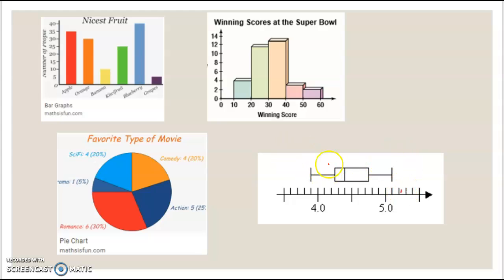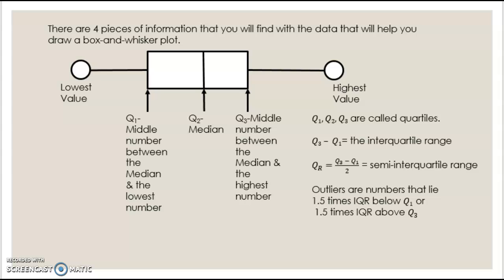Right here is the box and whisker plot. Here is your lowest point, your highest point, and that's your median, your middle point. That's just which one is the middle of the data. All right. And here's the box and whisker plot broken down for you with each thing.